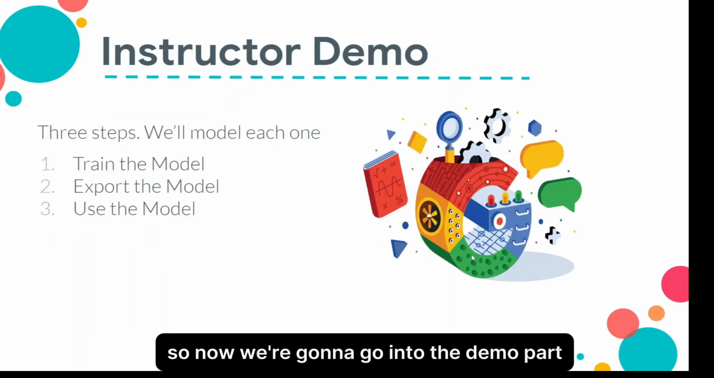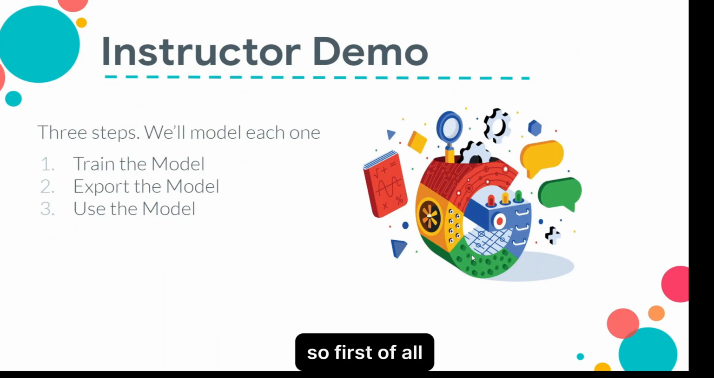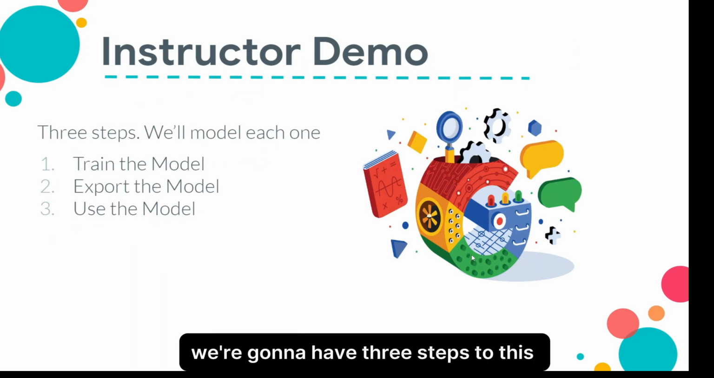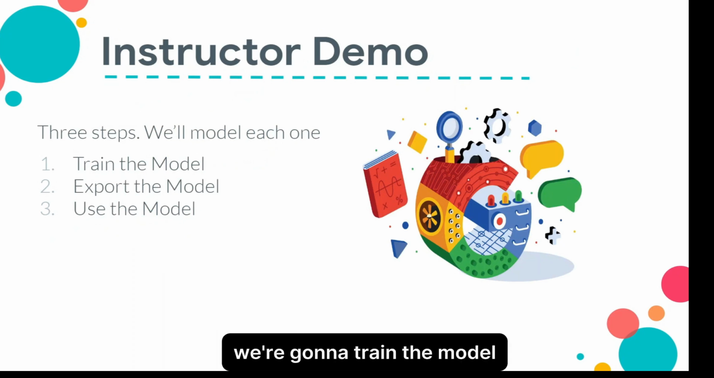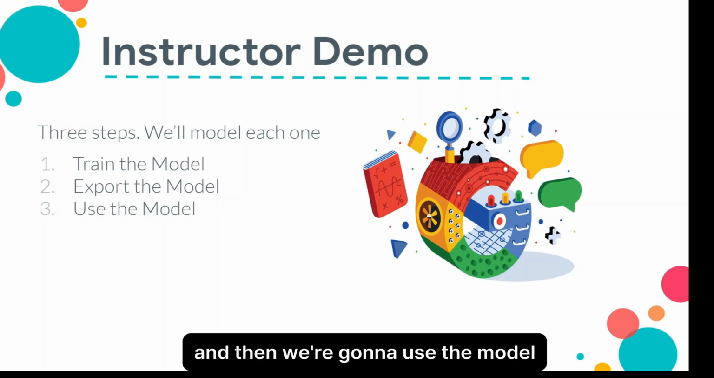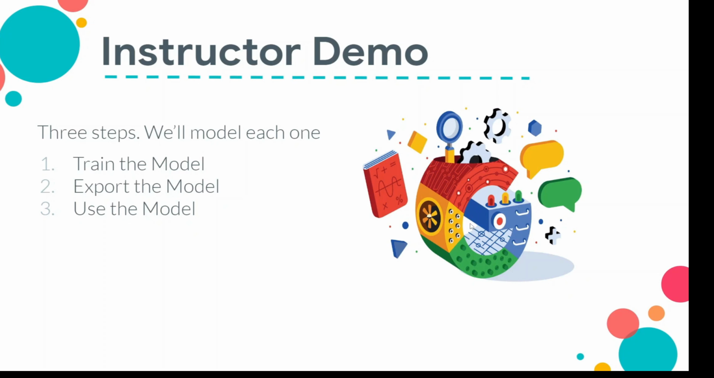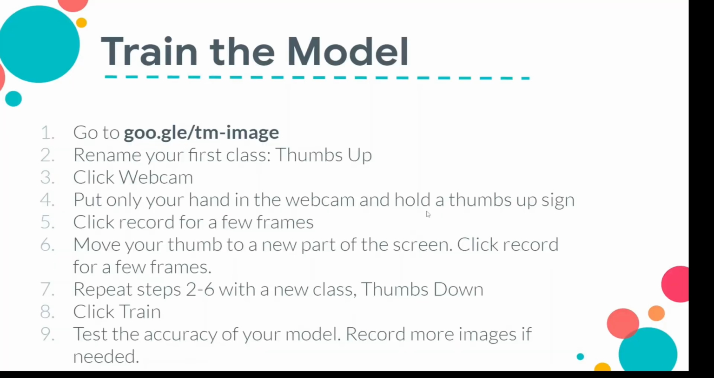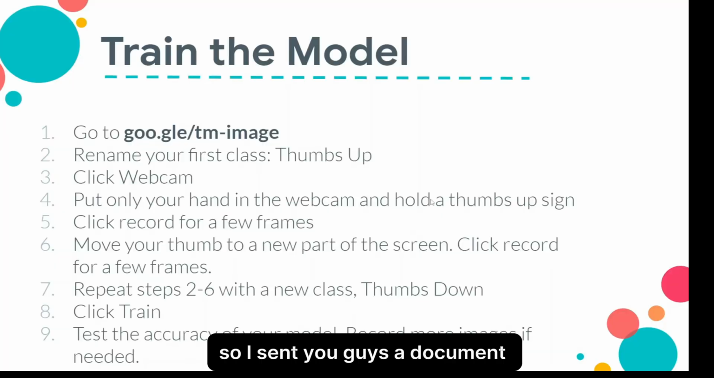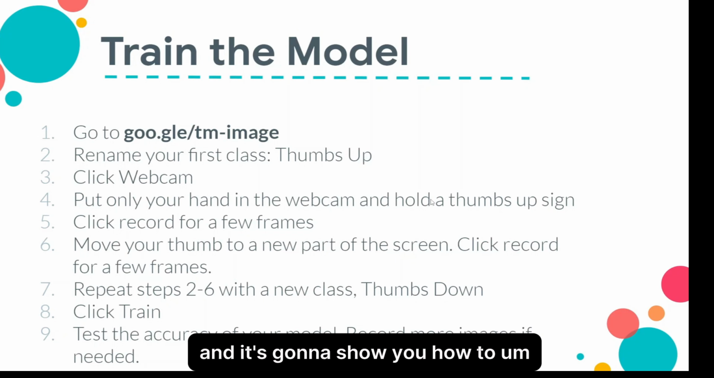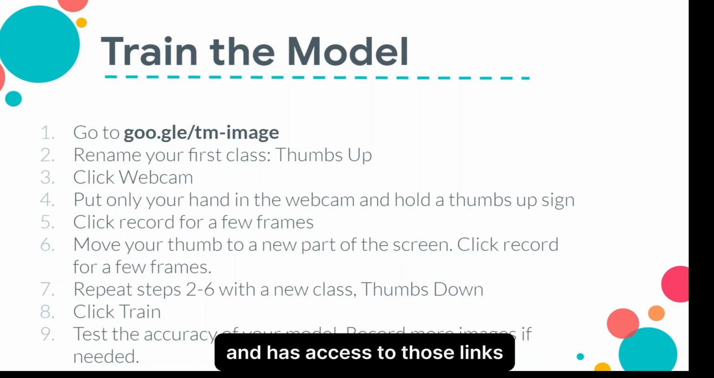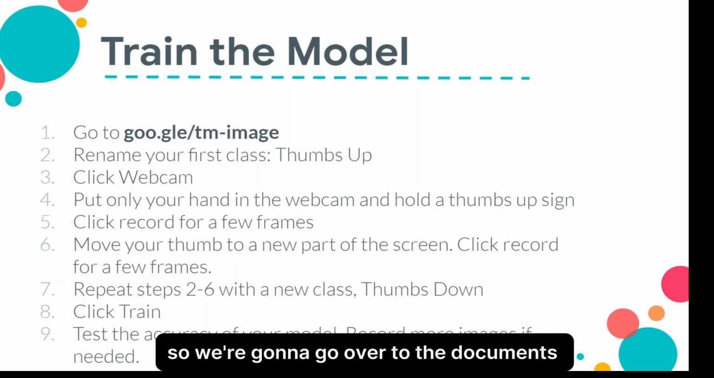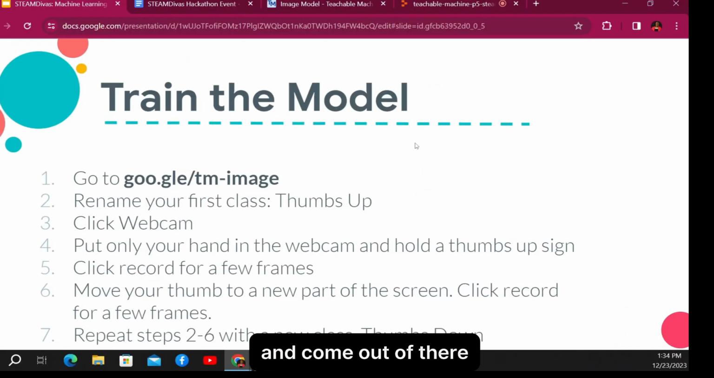So now we're going to go into the demo part. First of all, we're going to have 3 steps to this. We're going to train the model, we're going to export the model, and then we're going to use the model. I sent you guys a document, and it's going to show you how to do the training of the model, and has access to those links. So we're going to go over to the document. Let me come out of there.